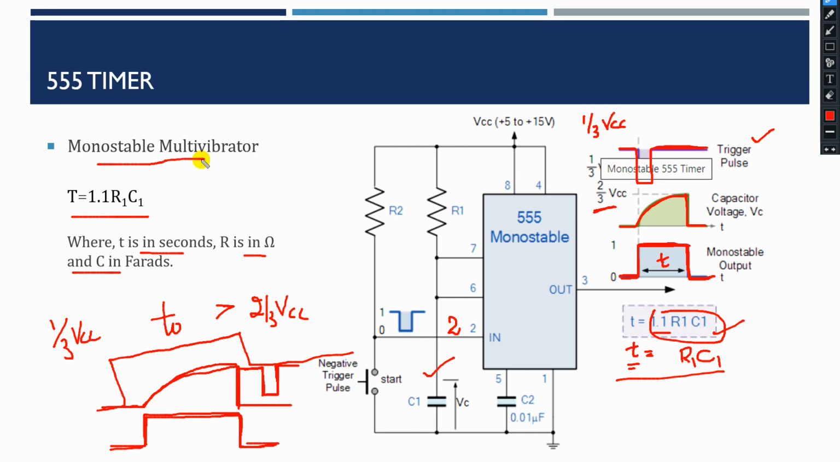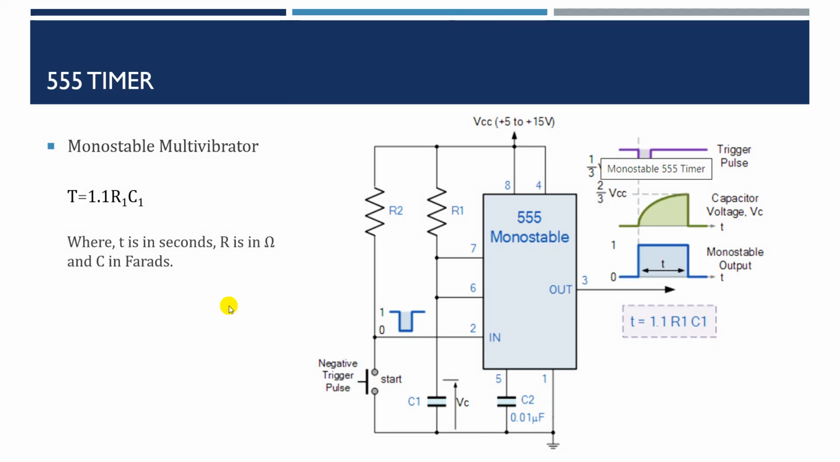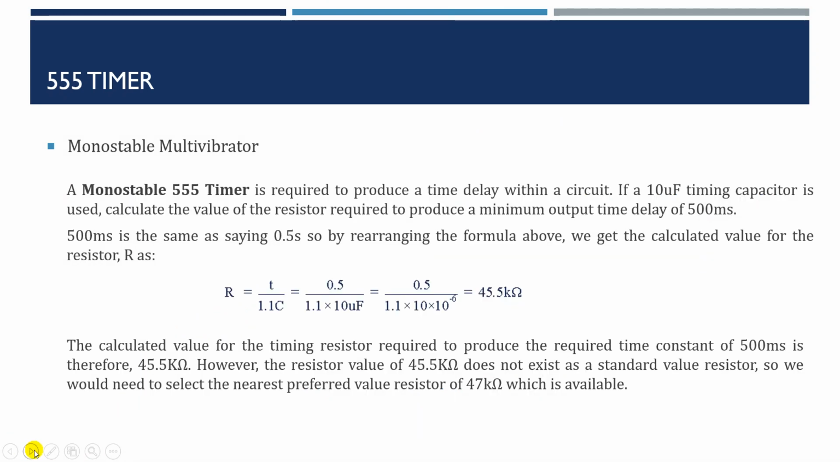A very simple monostable multivibrator, where we use this formula to generate the time durations, thereby calculating R1 and C1. So hope you have understood how your monostable multivibrator will work. We'll go for the next slide.